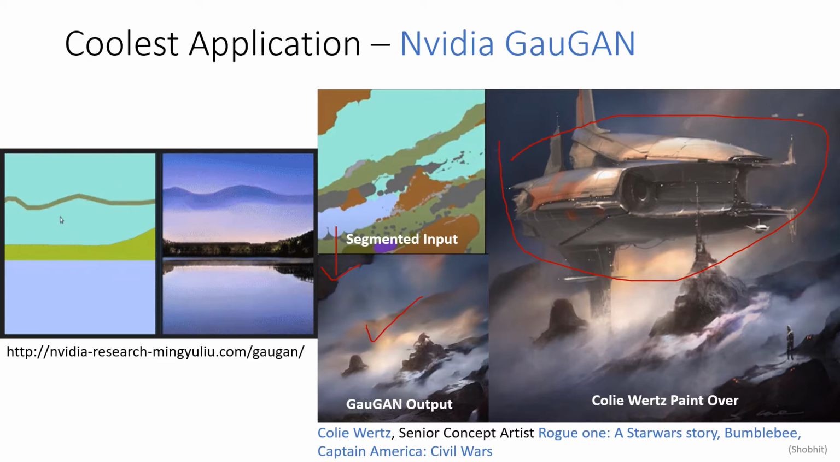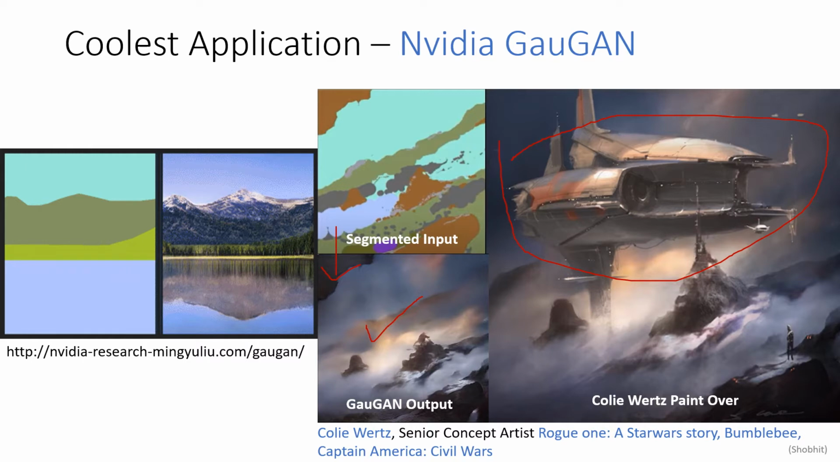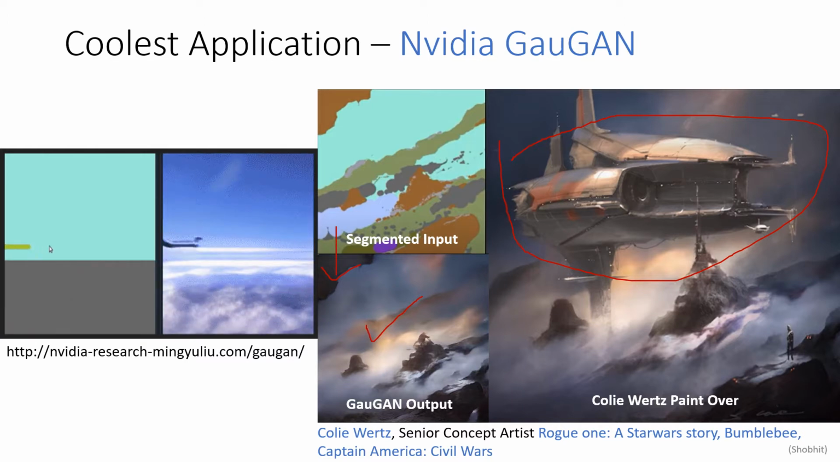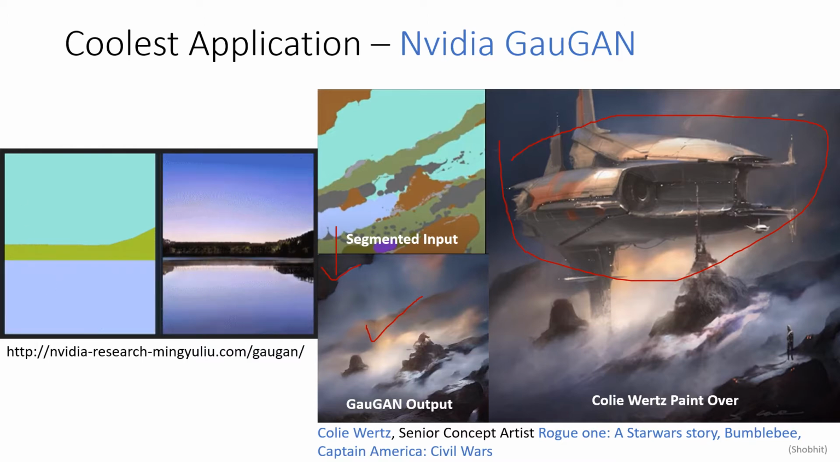After that, Collie did some paint-over on it. This GauGAN is used by many renowned artists for their renowned projects. So basically GauGAN is a doodles-to-image translation app.